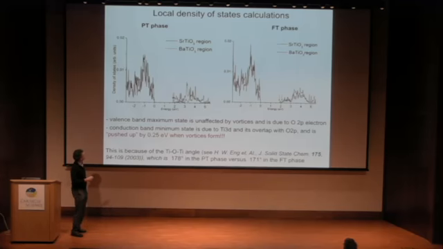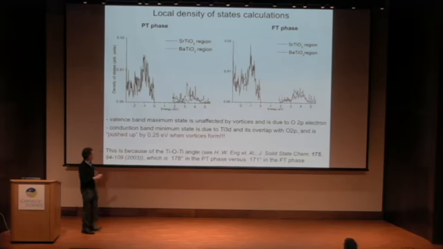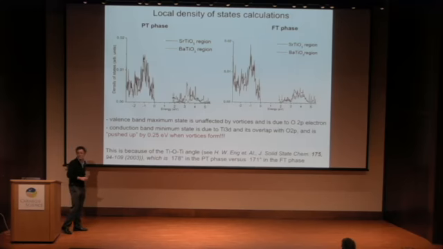So if we can trust it, let us apply it to what we are really interested in. We're going to look at the local density of states versus energy in this PT phase when there is no vortex, and in this FT phase, ferroelectric phase, for which you have vortex. So what does this graph tell us? It tells us basically that the valence band maximum state is formed by, as we know, oxygen 2p electrons, and whether you have vortex or not vortex, it's the same story.